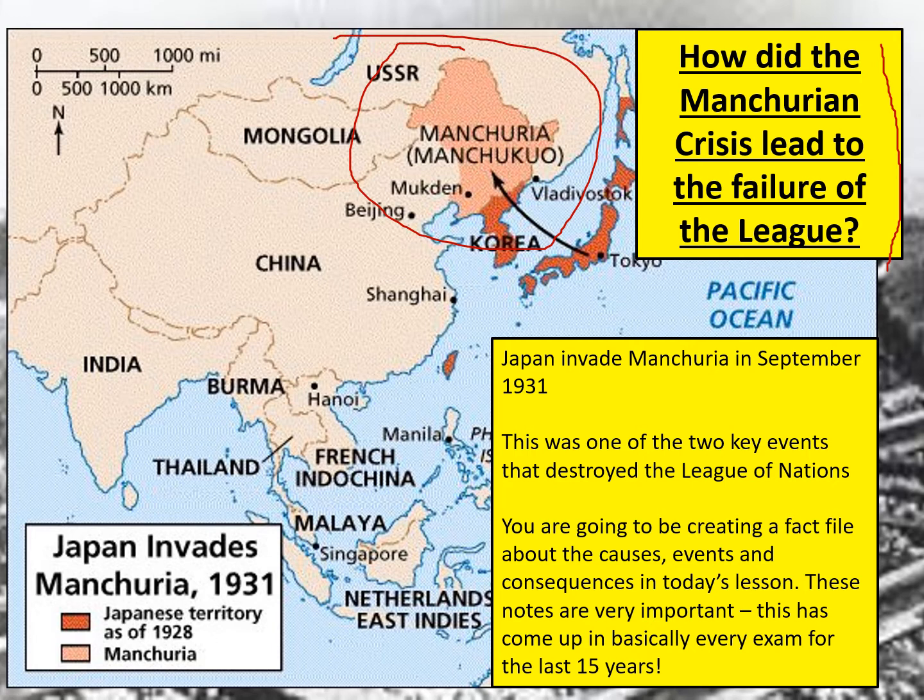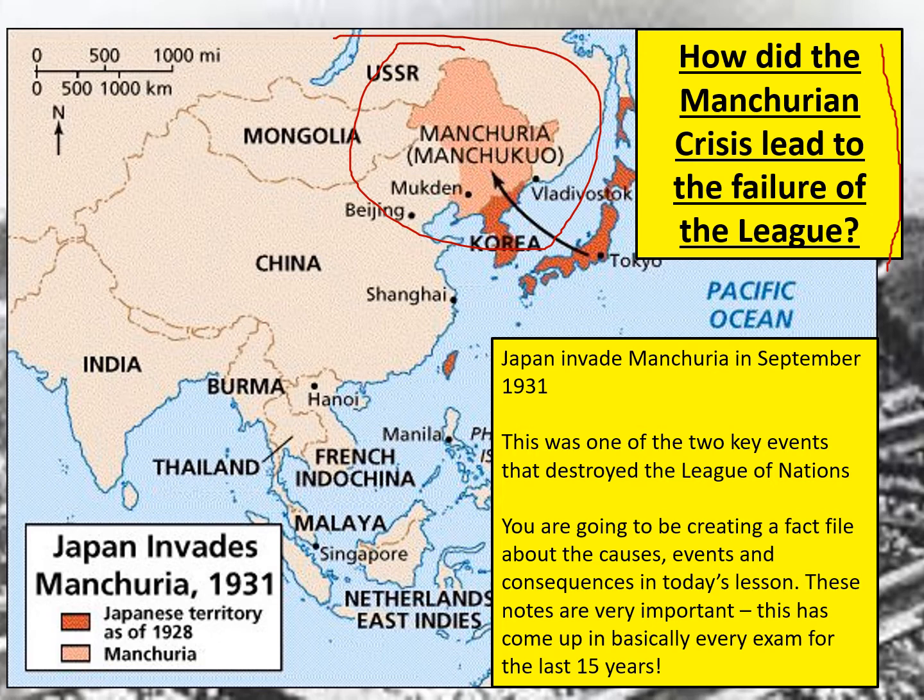Now, Japan invaded Manchuria in September 1931, as you already know, because of the impact of the Great Depression. This was one of the two key events that led to the complete collapse of the League, along with another invasion called the Abyssinian invasion that we'll look at in the future. What I'm going to ask you to do today, because it's the easiest thing that we can get you to do at home for online learning, is to create a fact file about the events of Manchuria.